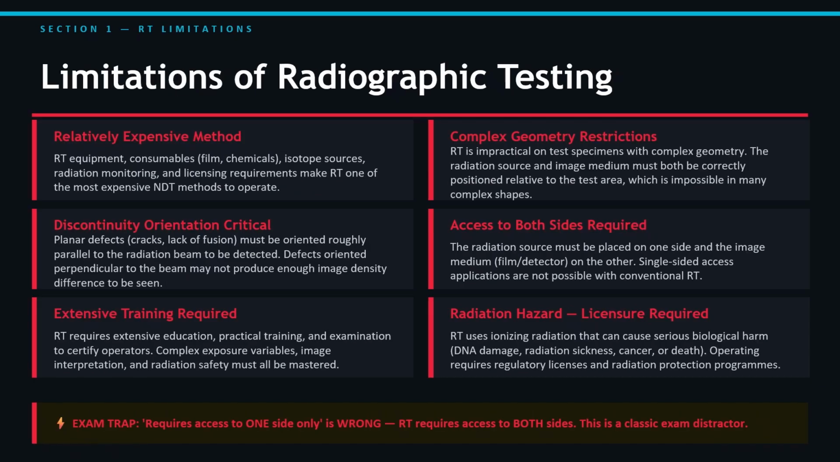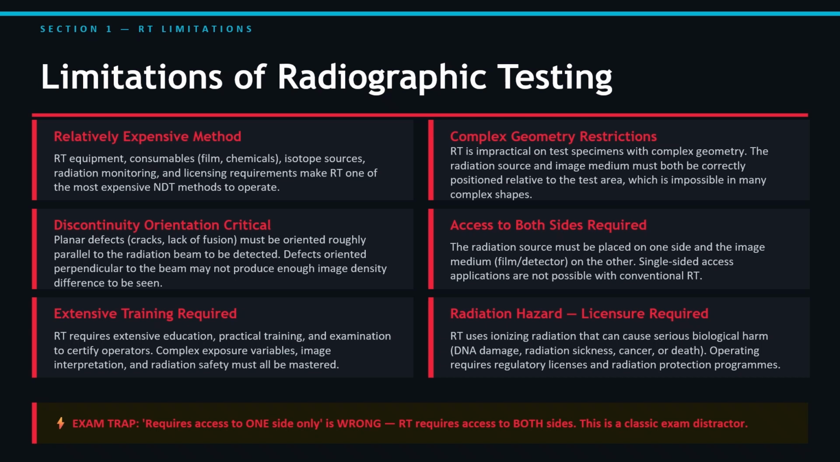A professional Level 3 does not look only at the advantages of a method. We also need to understand where radiography can fail or become impractical. First, radiography can be expensive. There are radiation sources, exposure equipment, monitoring systems, trained personnel, regulatory requirements, and, depending on the technique, film and chemical processing. Geometry is another major consideration. Because the source and detector must be positioned correctly, complicated geometries can create significant technical challenges.